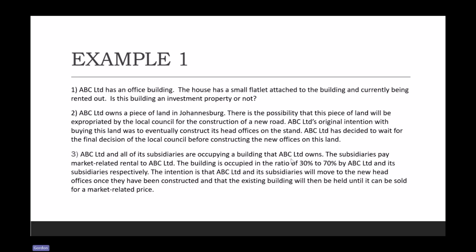The intention is that ABC Limited and its subsidiaries will move to the new head offices once they have been constructed, and that the existing building will then be held until it can be sold for a market-related price. Is this building an investment property or not?